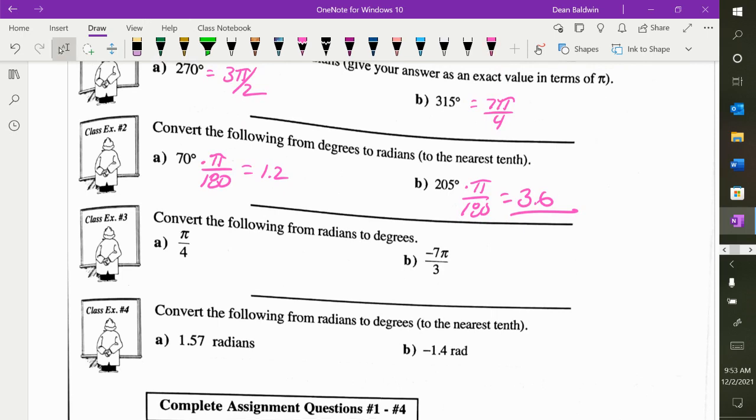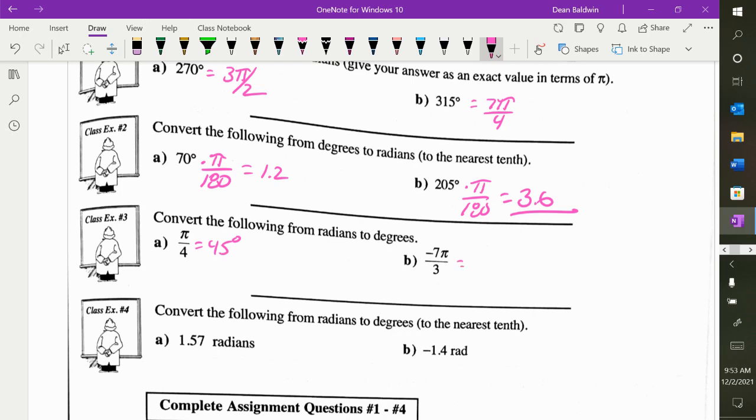All right, pi over 4, what is that? Seriously, you're using your calculators? 45 degrees, yes. You could have multiplied by 180 over pi if you really wanted to. I would think less of you, but that's okay.